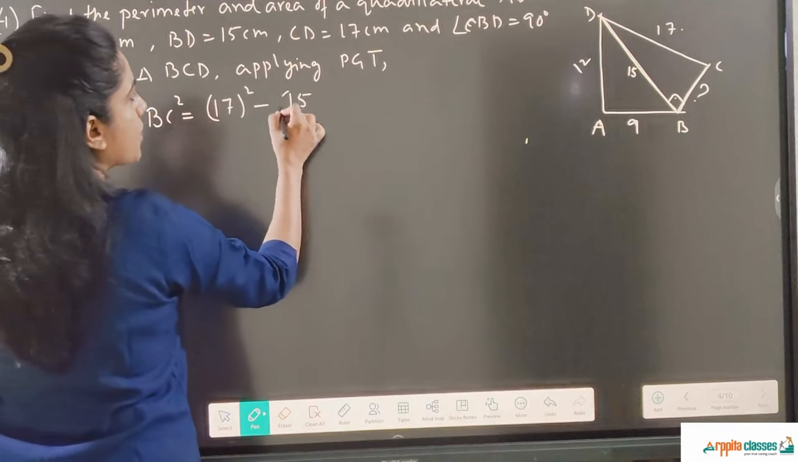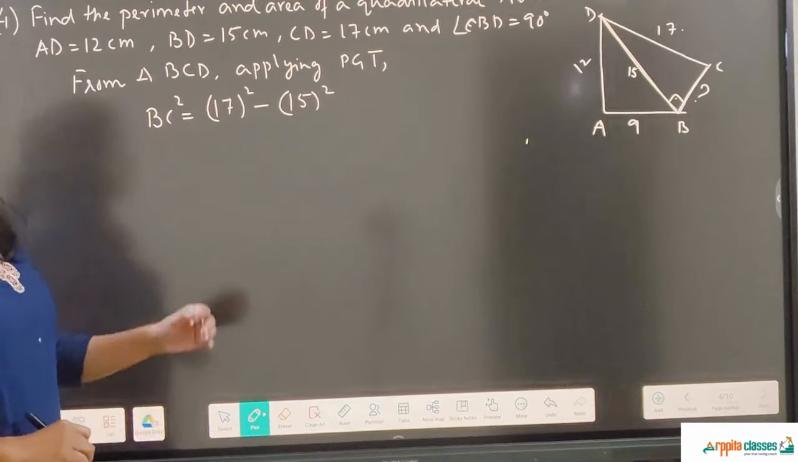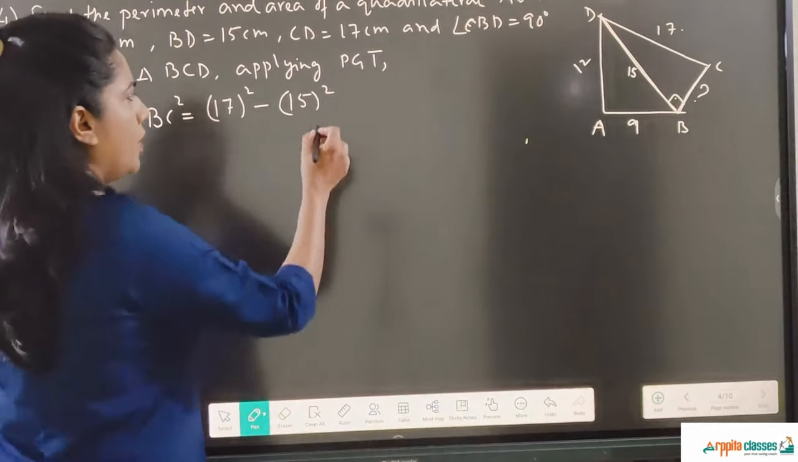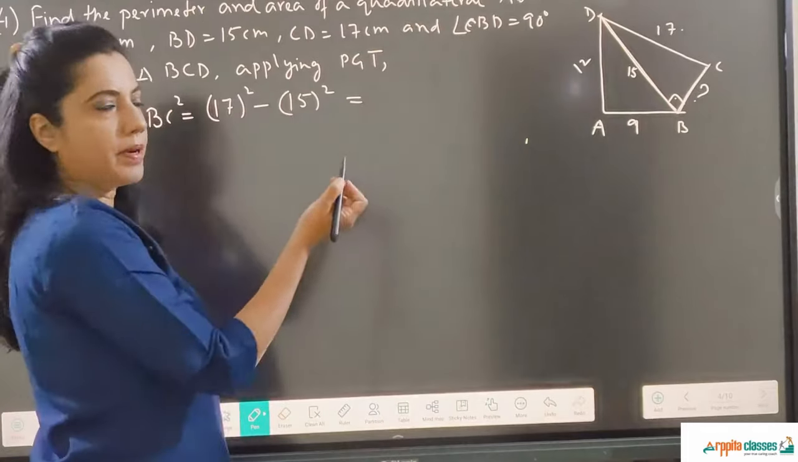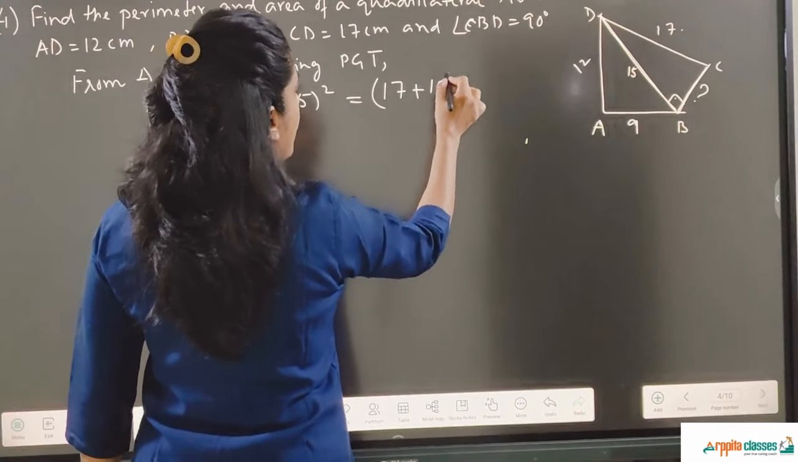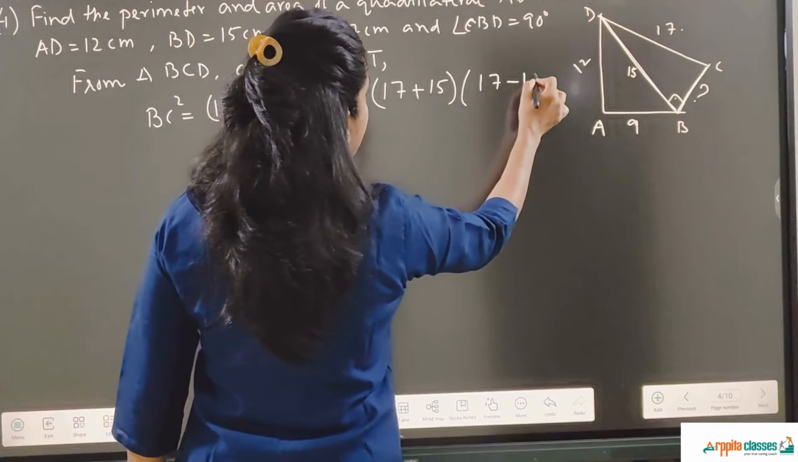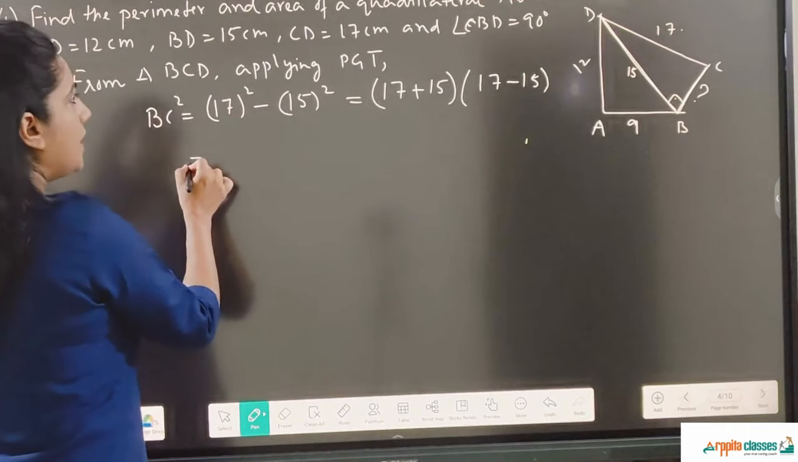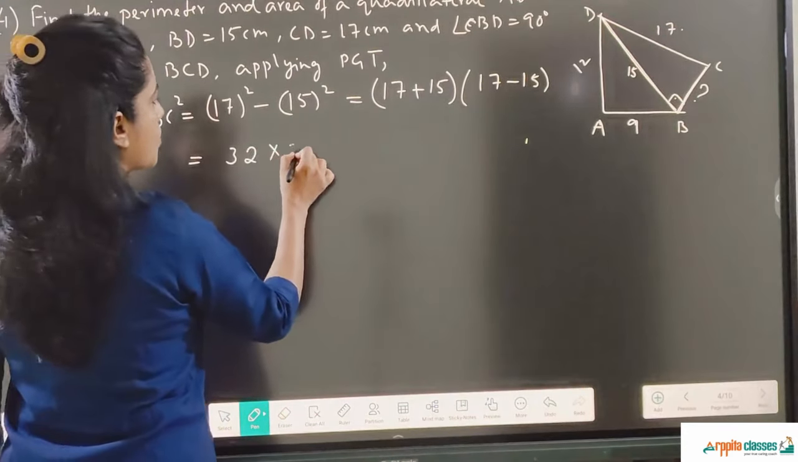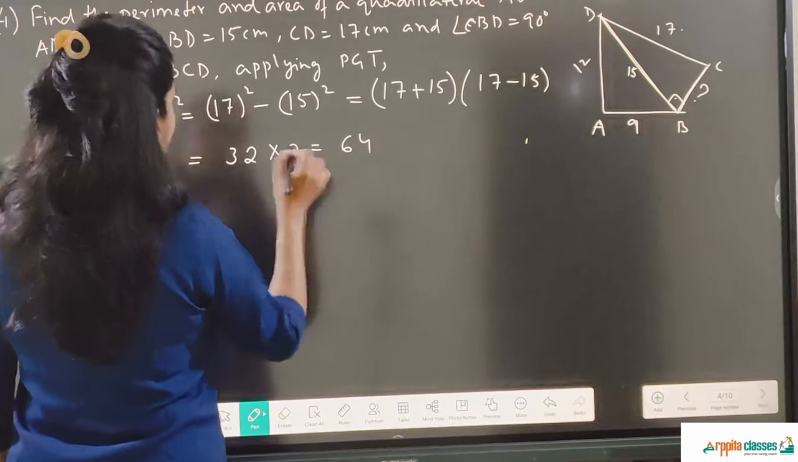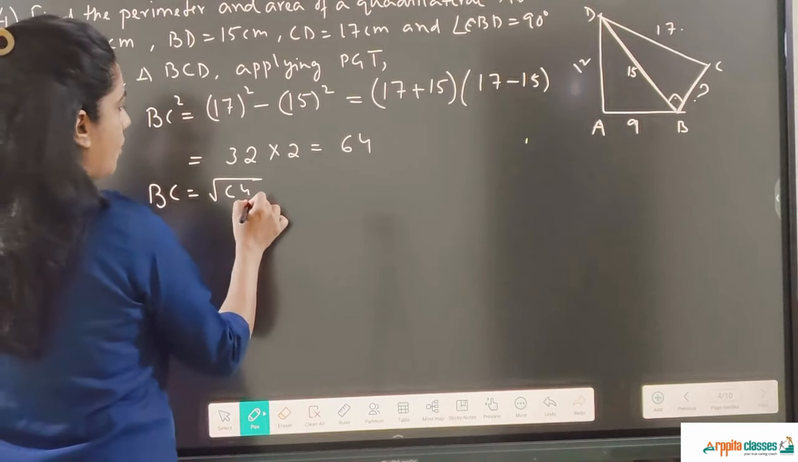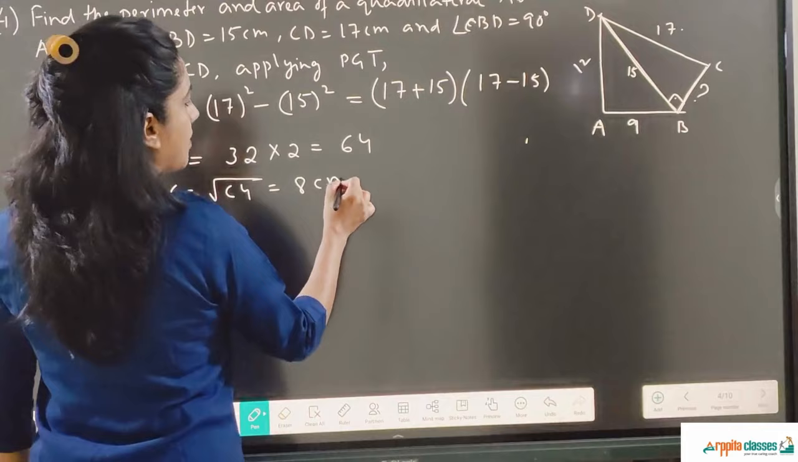minus the other side square, that is 15 square. So now this is your a square minus b square. You can either do a plus b into a minus b, or you can find the squares and subtract. I'll do it by a plus b into a minus b. So 17 plus 15 and 17 minus 15. 17 plus 15 will give you 32, and this is 2. 32 into 2 is 64. Therefore, your BC will be equal to root of 64, which is 8 centimeters.